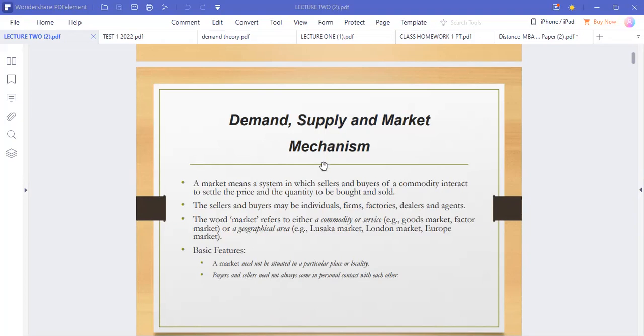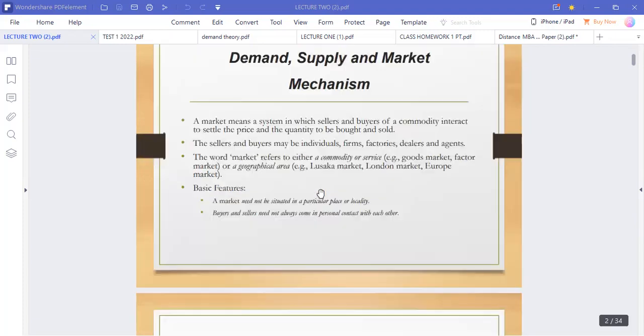There are a few basic features that you need to understand about a market. A market needn't be situated in a particular place or location. The buyers and sellers do not always need to personally meet each other.